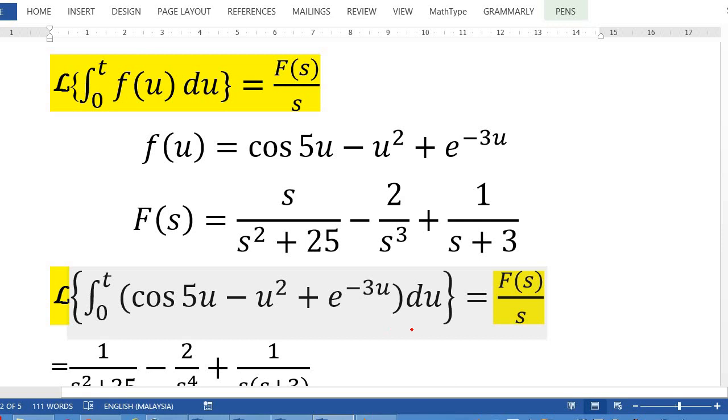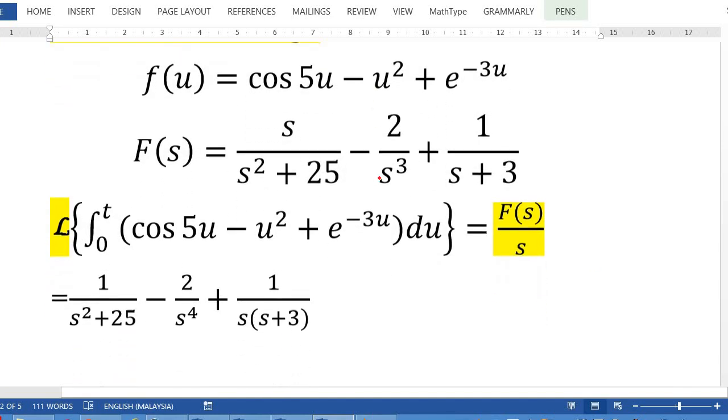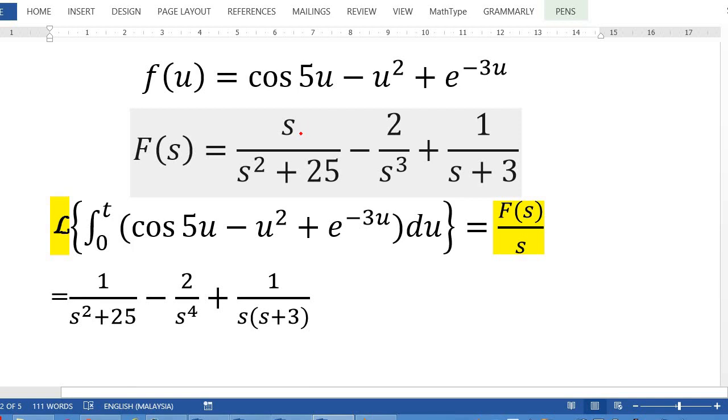Hence, the Laplace transform of the integral of f(u) du is equal to F(s) over s. So from the F(s) here, you divide by s. The first term divided by s leaves 1 over s squared plus 25. The second term divided by s gives 2 over s to the power of 4. The third term divided by s gives 1 over s times (s plus 3).